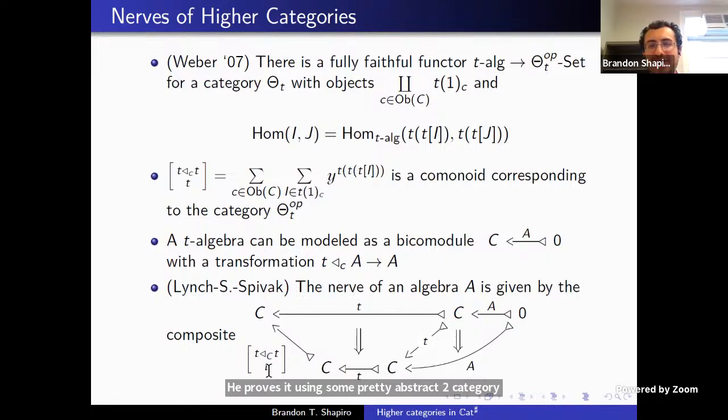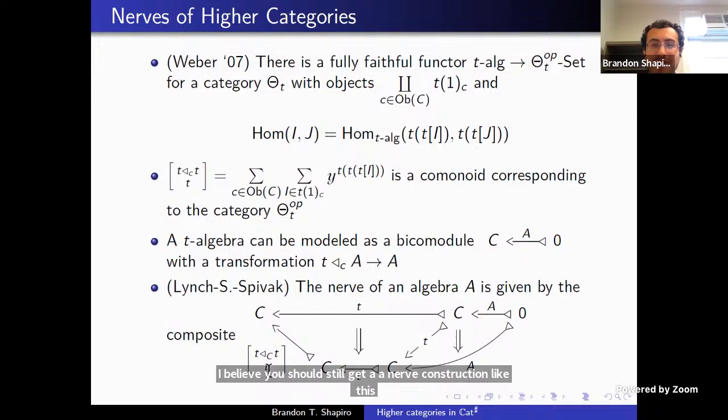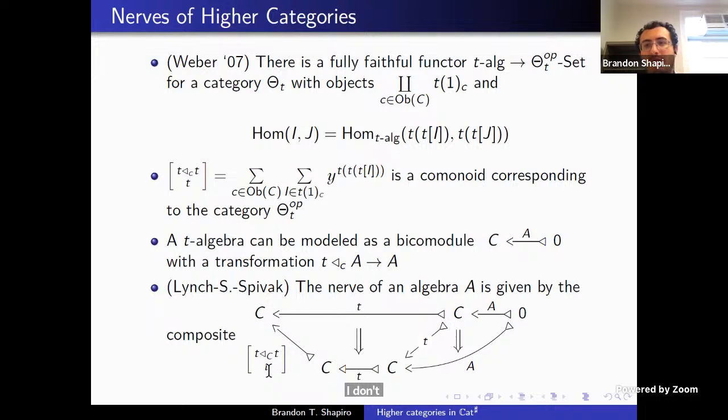So my expectation is, like you observed, if your monad is not Cartesian, you should still get a nerve construction like this. Right here, yeah. I don't think anything we've done relies on Cartesianness, but it won't be fully faithful necessarily. I don't think there's any reason to expect that. So, okay, thanks. Still useful.